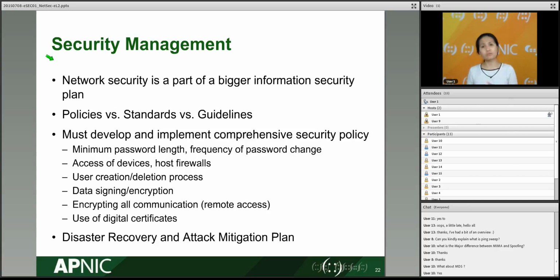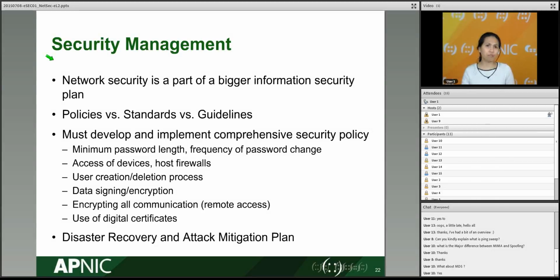There are many tools that can implement those protocols. So it will be now up to you to look for the best ones that suit your needs. And now just to wrap this up, I have here security management.